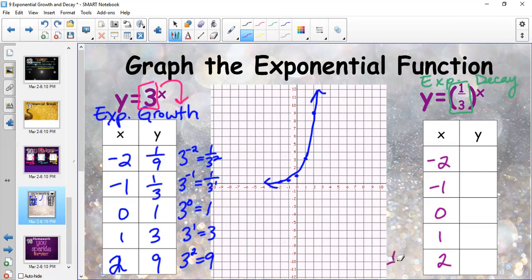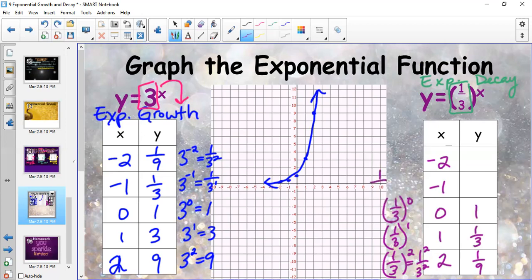But if I have 1/3 to the 2nd power, I would square both of them. So square the 1 squared over 3 squared. That would be 1/9. All right, if I did to the 1st power, which would just be 1/3. Anything to the 0 power is 1.